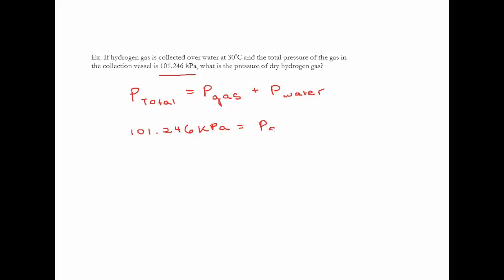So I don't know the pressure of the gas, but what I do know is what temperature this is occurring at. And therefore, using the table that I provided to you in these notes, you can determine what the vapor pressure is going to be. So the vapor pressure at 30 degrees Celsius is going to be 4.246 kilopascals. And I just looked that up on the table. All right? And so based on that, I can determine that the pressure of just the gas, ignoring the water vapor, is going to be 97.000 kilopascals.